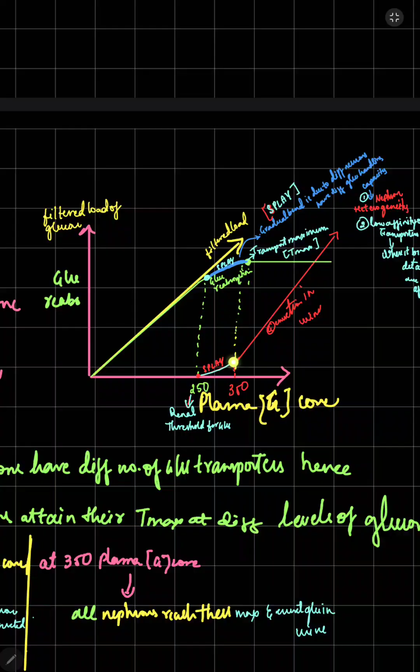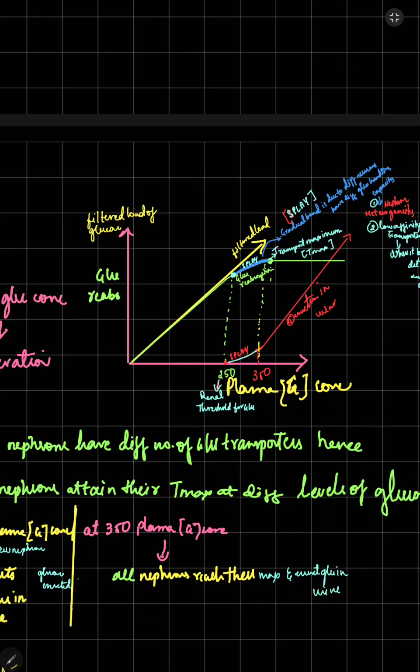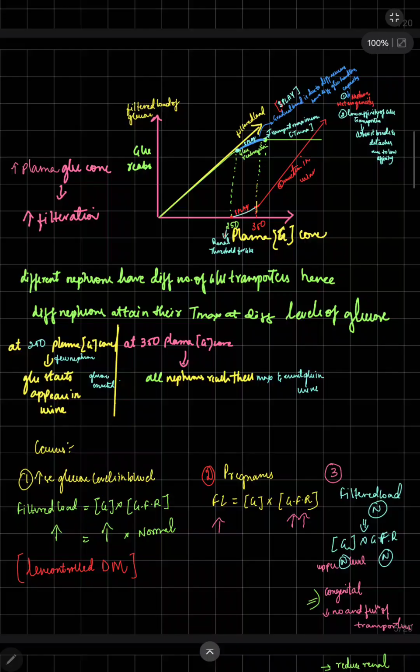Then there is a value of plasma glucose concentration, 350, where all the nephrons reach their maximum ability to reabsorb glucose, and hence the constant line shows that glucose reabsorption is fixed at this point. So again, at 350 plasma glucose concentration, there is no further absorption of glucose. There is no increase in glucose reabsorption, and it becomes constant. So different nephrons attain their Tmax at different levels of glucose.